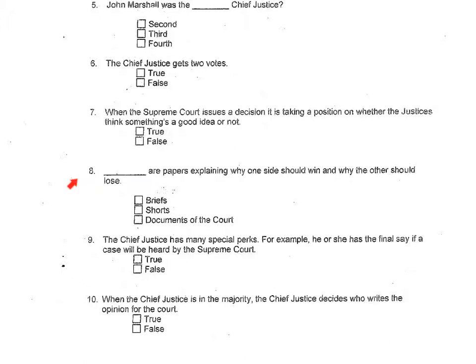Number 8, blank are papers explaining why one side should win and the other side should lose. Are these briefs, shorts, or documents of the court?